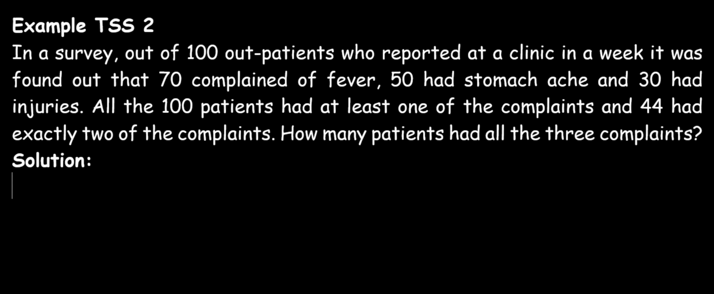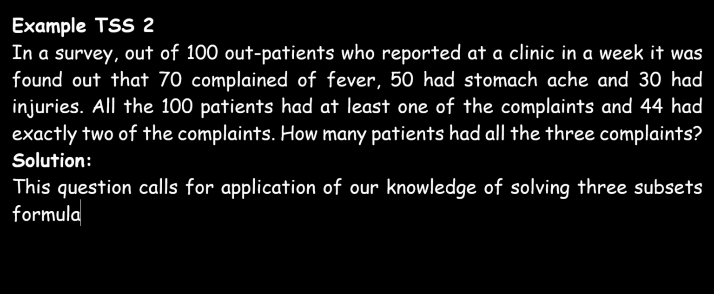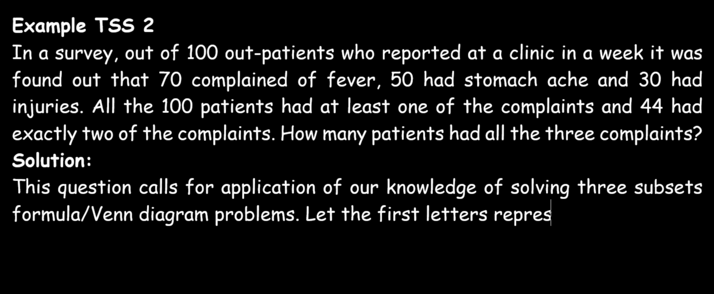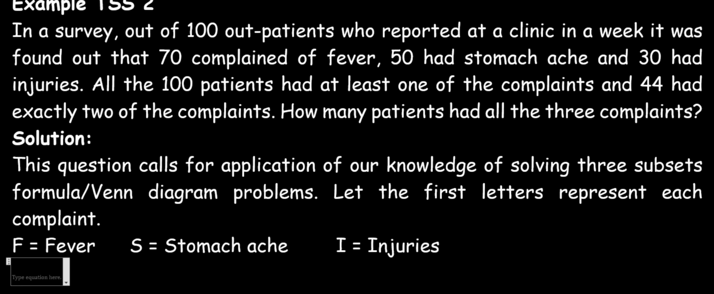Solution. This question calls for application of our knowledge of solving 3 subset formula or Venn diagram problems. Let the first letter represent each complaint. F will be for fever, S for stomach ache, and I for injuries. Next, n of F intersection S, that is fever intersection stomach ache, will be equal to X, let us label it X.